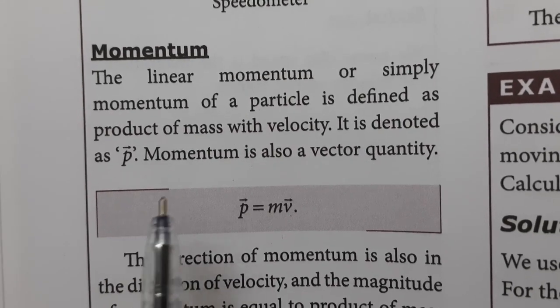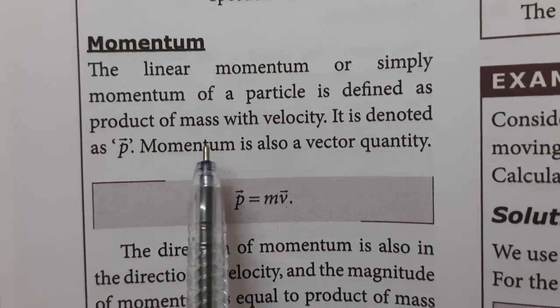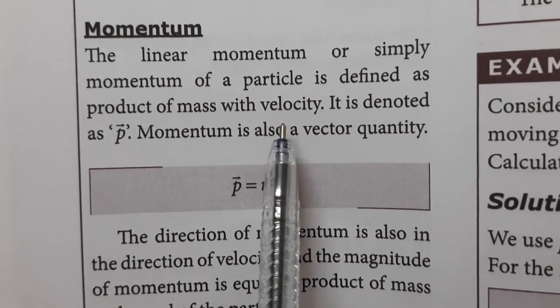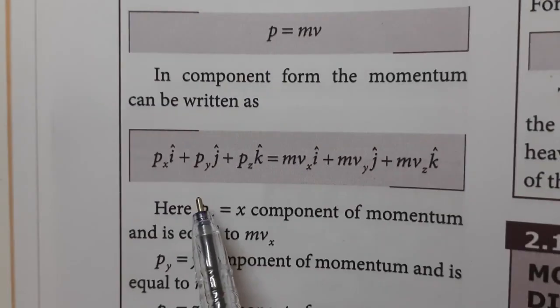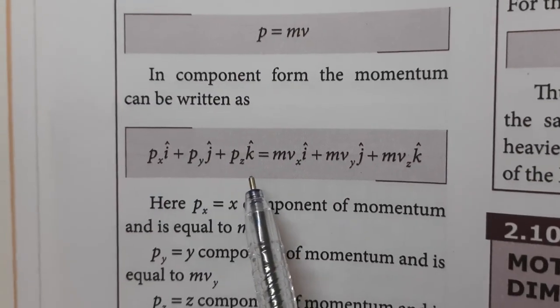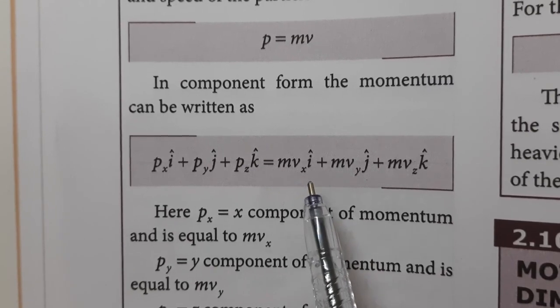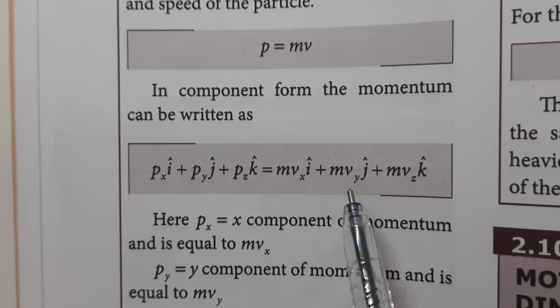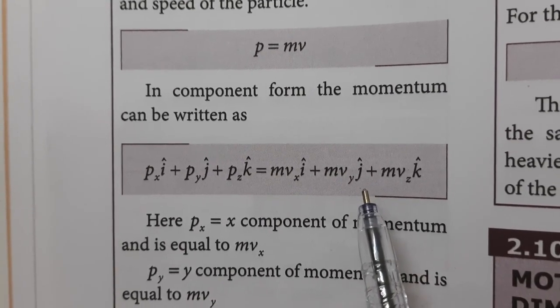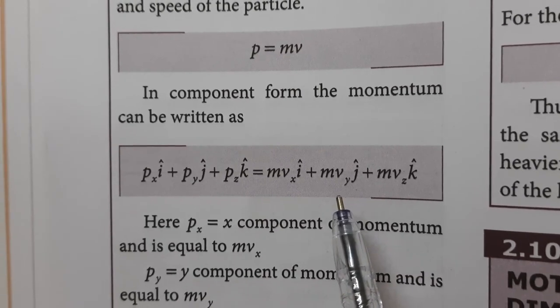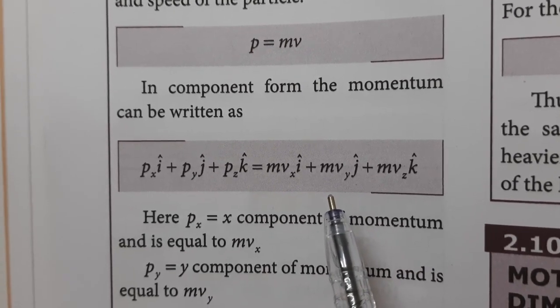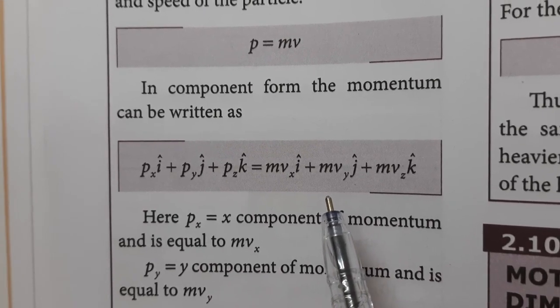Then momentum. The momentum is the product of mass and velocity. So p equal to mv. In component form we can write px i cap plus py j cap plus pz k cap equal to mvx i cap plus mvy j cap plus mvz k cap. Also, I said to do some of the example problems. I hope you all have completed.